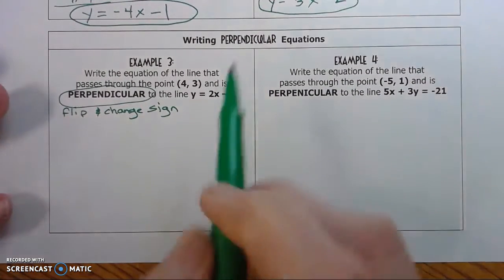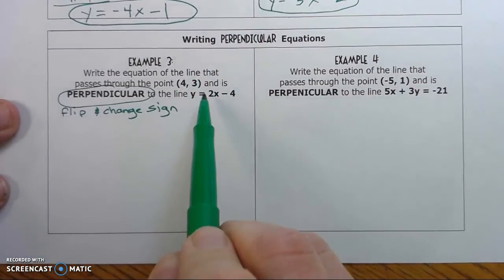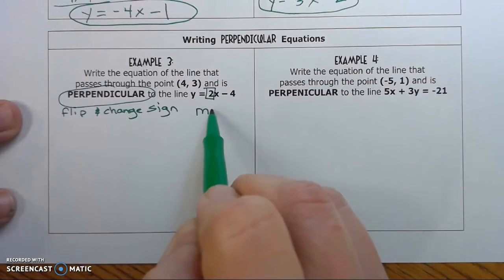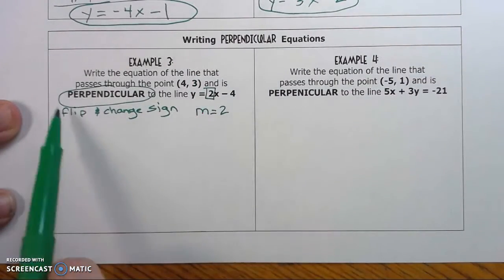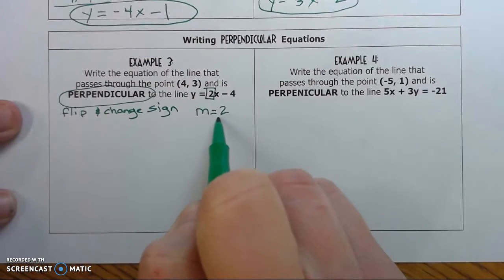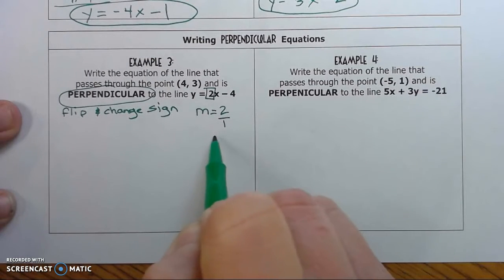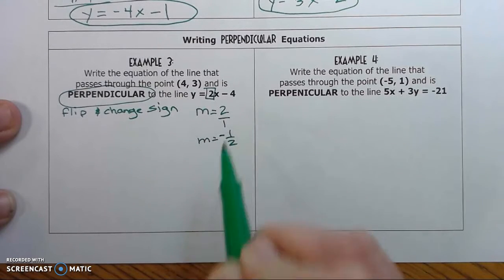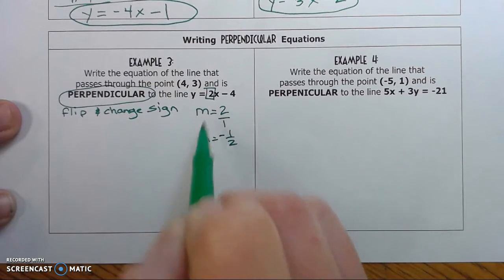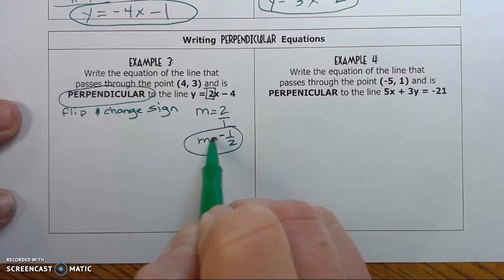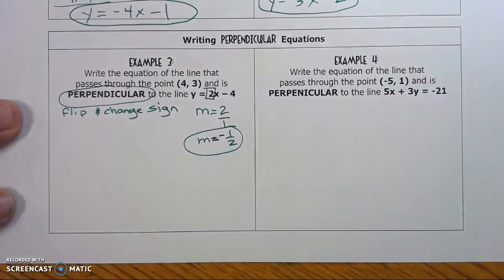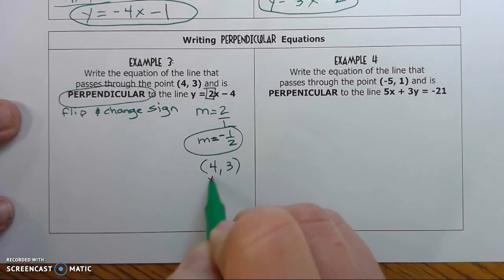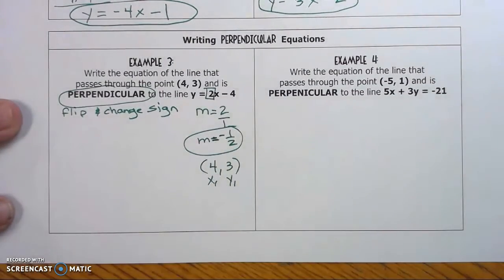Sorry about that, guys. Okay, my slope is 2 because it's already in slope-intercept form. But I'm not going to keep that slope. I'm going to flip it and change the sign. So I'm going to put 2 over 1, and then I'm going to flip that to 1 over 2, and this is positive, so mine will be negative. Okay, so there's my slope, negative 1/2. And then my point is (4, 3), and I'm going to label that x1 and y1.